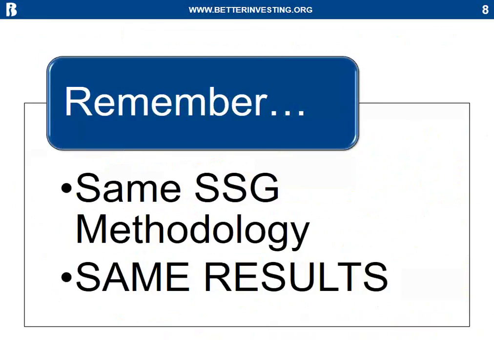And remember, no matter which one you use, the Core SSG or SSG Plus, they are the same basic methodology, they use the same data, and you are going to get the same results. So you can actually switch back and forth between those two tools. All right.